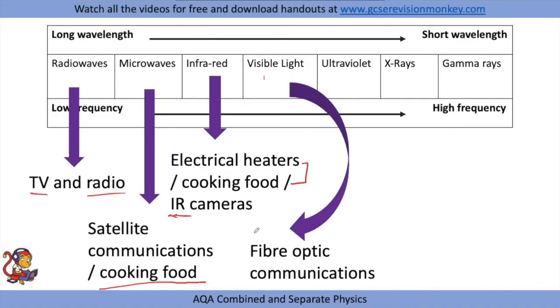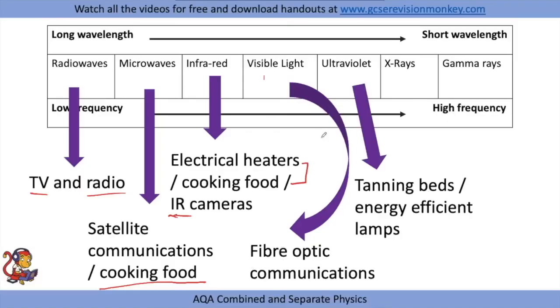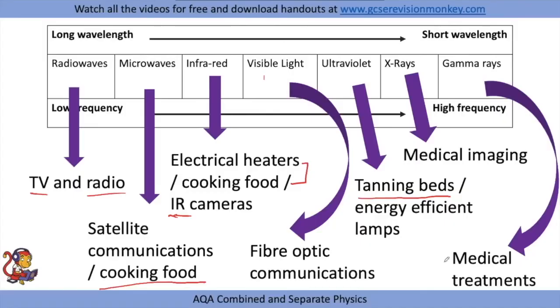Visible light is used for fibre optic communications. Ultraviolet light is used for things such as tanning beds or energy efficient lamps using ultraviolet. X-rays are used for medical imaging, and gamma rays for medical treatment. So gamma rays are often used to kill cancer cells, for example.